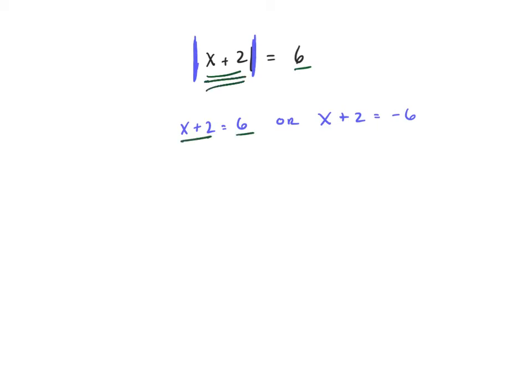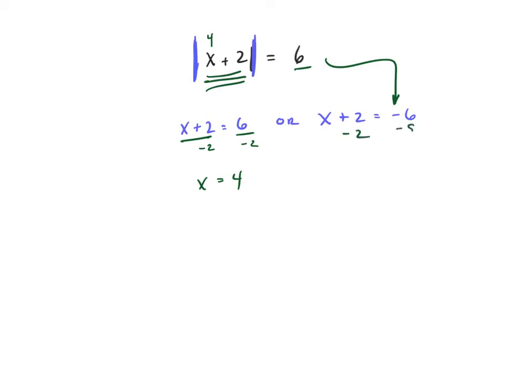Write it again, and now change the sign. Because I don't know if I'm over there at negative 6 or positive 6, now I just have two little linear equations to solve. Subtract 2, subtract 2. X could be 4. Look at how that works. 4 plus 2 is 6. Absolute value of 6 is 6.